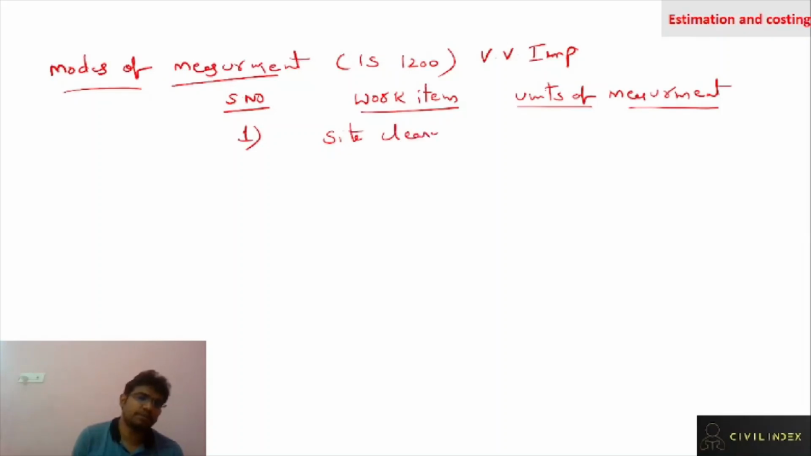Because you know, before doing any project, is the screen visible to you guys clearly? Or else are you getting any disturbance? Is the screen clearly visible to you? Yes? No issues, right? Okay. So now, first, if the work item is site clearance, then in that case, what is the unit of measurement? You people tell me. For site clearance, what is the unit of measurement?